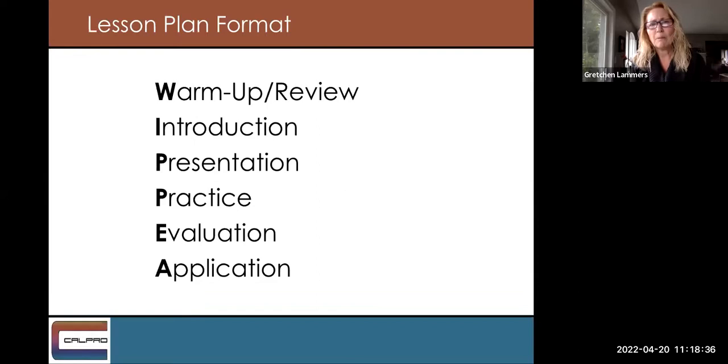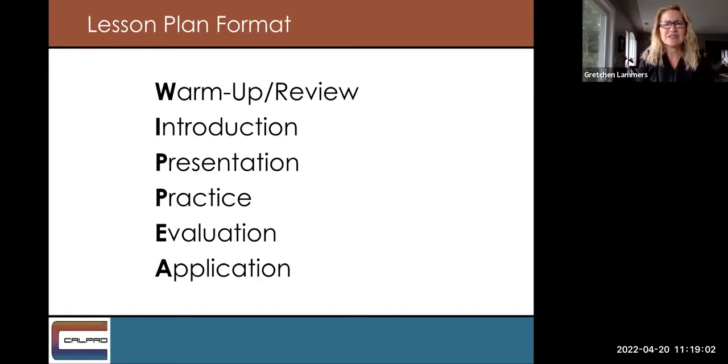While we're talking about planning a multi-level lesson or any lesson planning, we have to go back to those 6 stages of the lesson plan that I referred to before. And here it is. It spells out the acronym WIPEA: warm-up and review, introduction, presentation, practice, evaluation, and application.